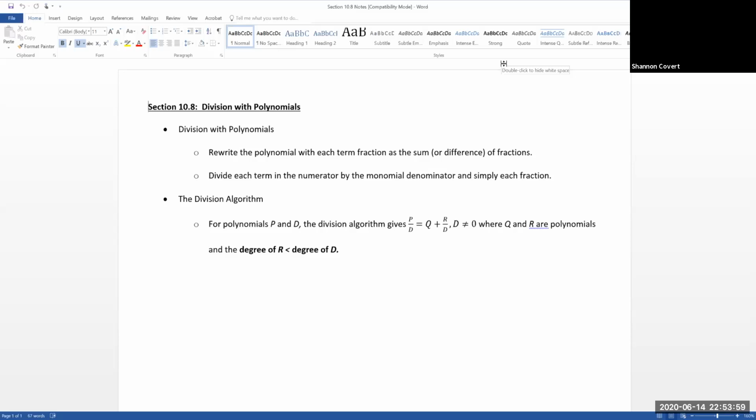For the other problems, we're going to use the division algorithm, which is for polynomials p and d. The division algorithm gives p over d equal q plus r over d, where d is not equal to 0, and where q and r are polynomials. And the degree of r is less than the degree of d. Clear as mud, right?